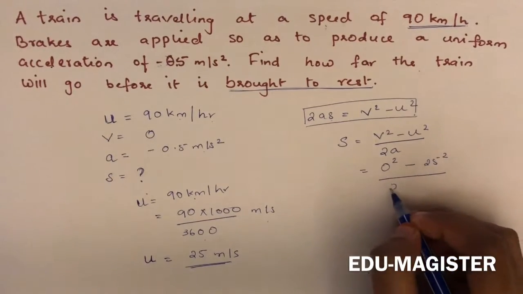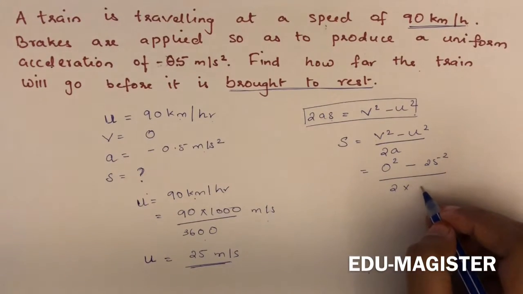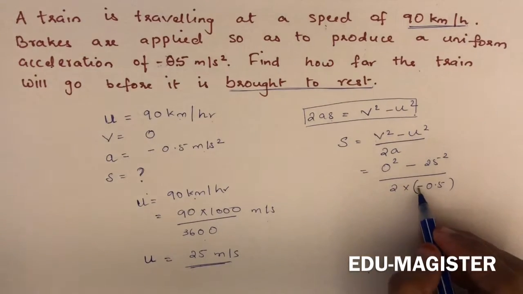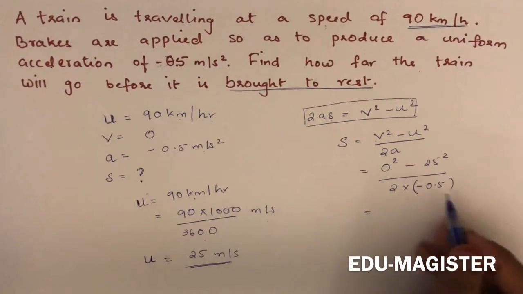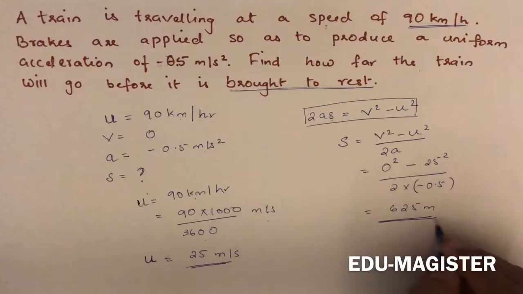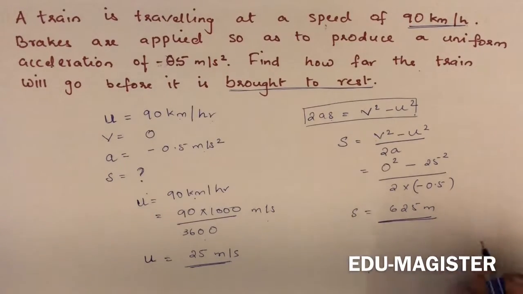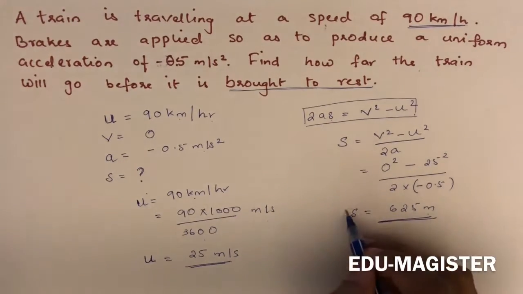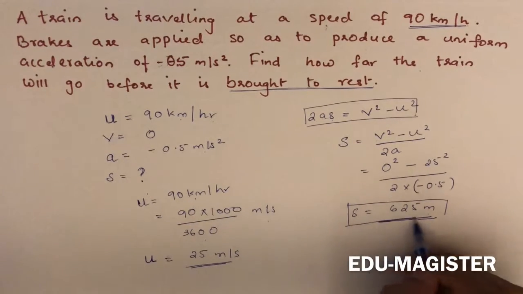25 square by 2 into negative 0.5. Please note that the negative sign only indicates the direction. Now if we solve this, the answer we will get is 625 meters. Since we are finding the distance, we get the answer in meters. So this is the final answer. That means the train will travel 625 meters more after the brakes are applied.